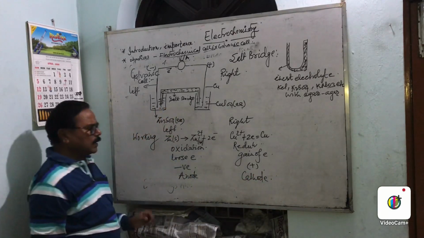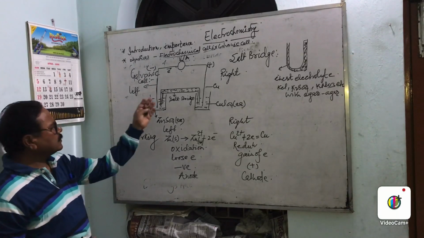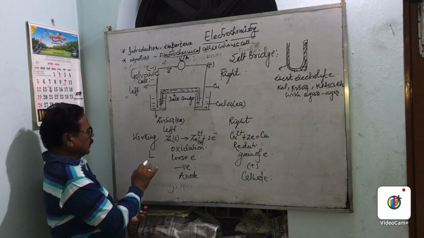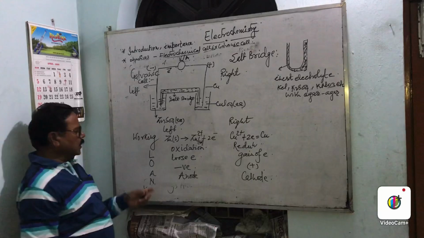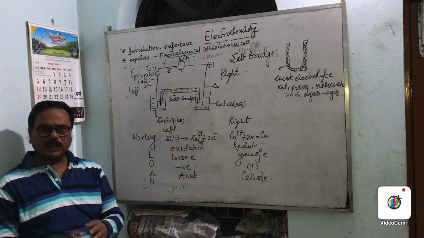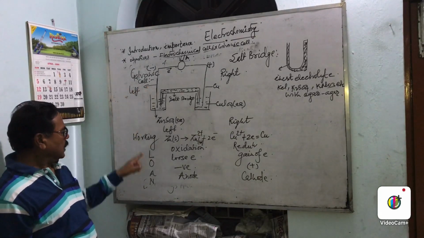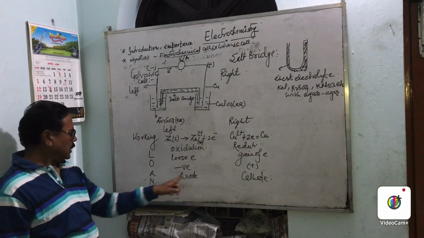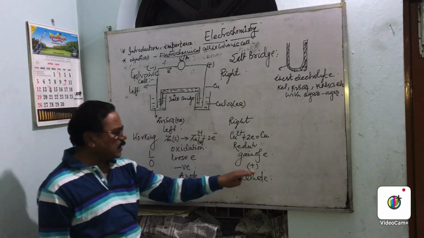There is a simple way to represent the cell, and that should be the correct one, that is LOAN. You will remember this for our memory, so that we don't commit any mistakes. L for left, O for oxidation, A for anode, and negative electrode. So the opposite is on the right side.